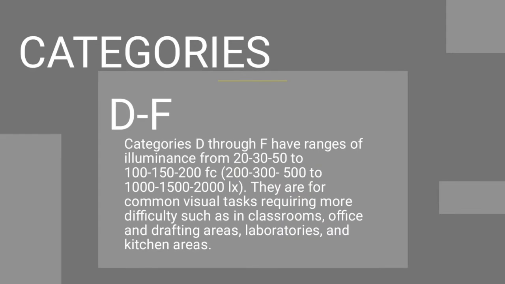The next category is D through F, have range of illuminance from 20, 30, 50 to 100, 150, 200 FC. They are for common visual tasks requiring more difficulty, such as in classrooms, office and drafting areas, laboratories and kitchen areas. Category D through F naman is mao na siya ang level sa lightings na medium lang, or they are for common visual tasks.